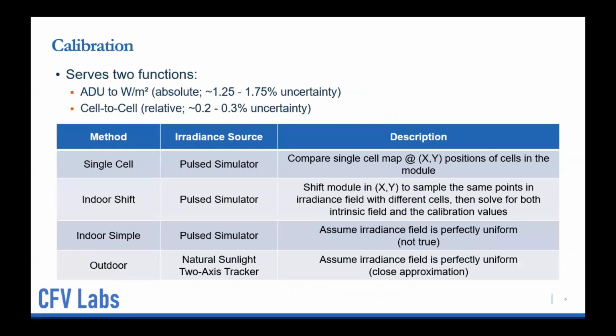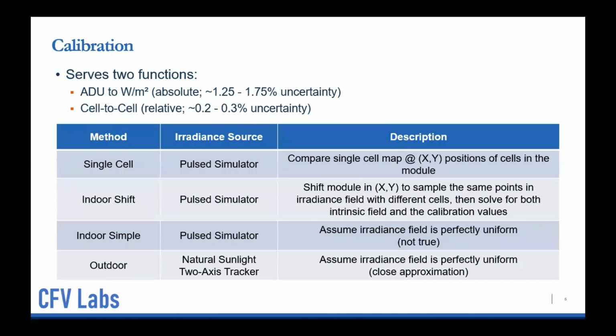So as part of the calibration process, we tried a bunch of different methods. I'm going to go through a few of these very quickly. The top three were all done indoors. We had a couple of methods. One was we would take a single cell and move it around our test plane at the positions of the cells in the module. So we'd measure the module and then these single positions, and then use that to back out the actual calibration values for the module.